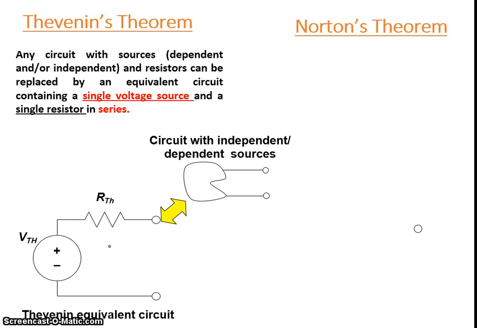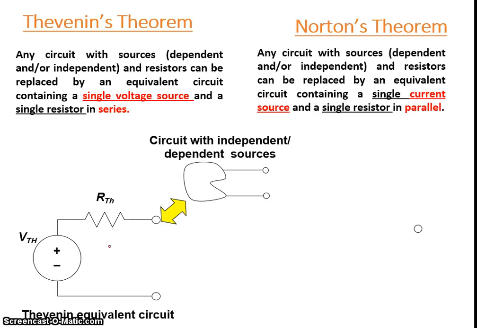Now Thevenin's theorem and Norton's theorem are always discussed together because they have almost all the factors similar except the source representation. So let us have a look at the Norton's theorem statement. Norton's theorem states that any circuit, again with sources and resistors, can be replaced by an equivalent circuit containing a single current source and a single resistor in parallel.